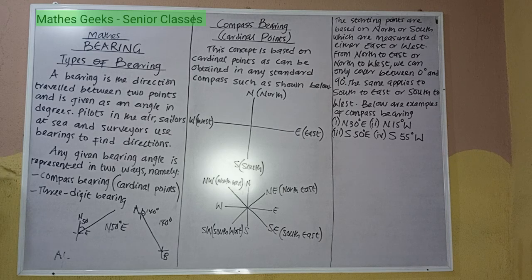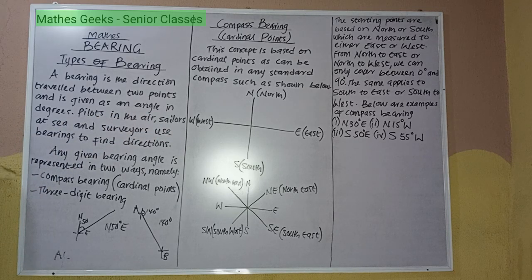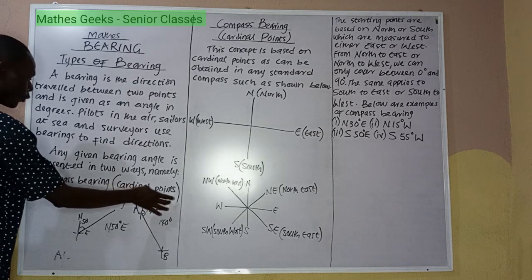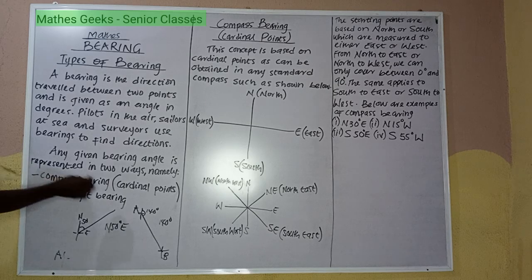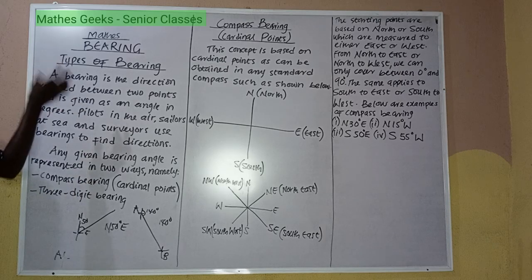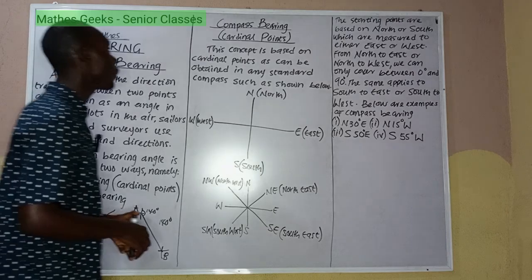So who uses bearing? Pilots in the air, sailors at sea, and surveyors use bearings to find directions. Any given bearing angle is represented in two ways, namely compass bearing, which is also known as cardinal points, or 3-digit bearing, which is also known as the surveyor's bearing. These are the two types of bearing, and we are going to look at each of them particularly. So let's move to the first one, the compass bearing.